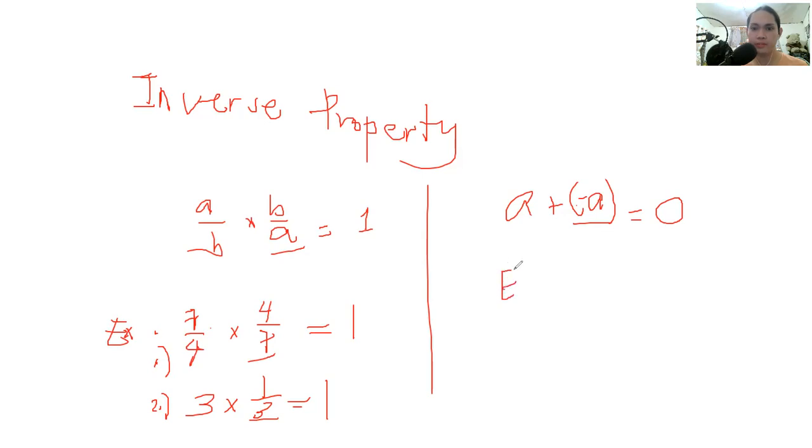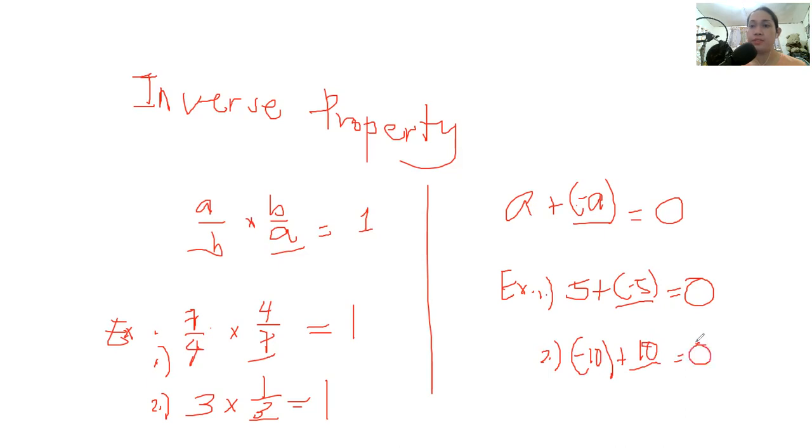So example, let's have an example, let's say 5. Of course, what is the additive inverse of 5? -5, which gives you 0. So it's the opposite. When you combine any number or any expression with its opposite, then it gives you 0. That is the concept of the additive inverse or the inverse property for addition. Another example, of course, if I have here -10, its additive inverse will be 10. And that gives you 0 as a result.